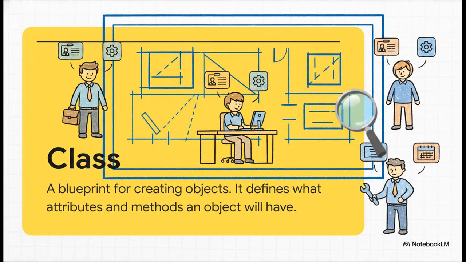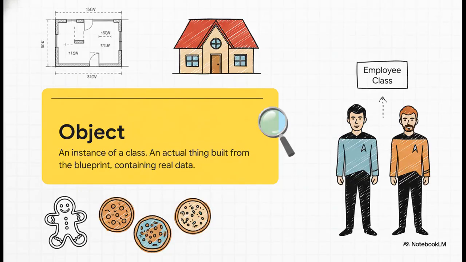So an employee class isn't one specific person. Instead, it defines what it means to be an employee in our system. It says, okay, every single employee we create is going to have a name, a position, and a start year. It just lays out the rules. So if the class is the blueprint, then the object is the actual house you build from that blueprint.